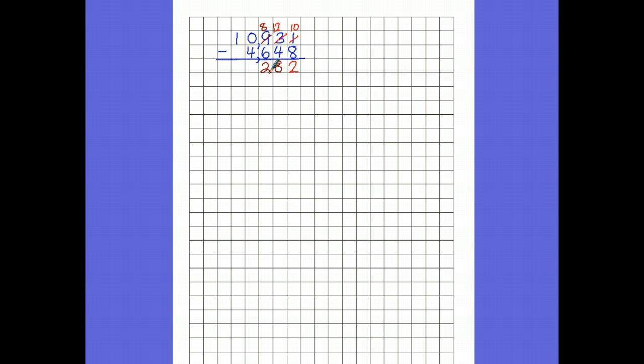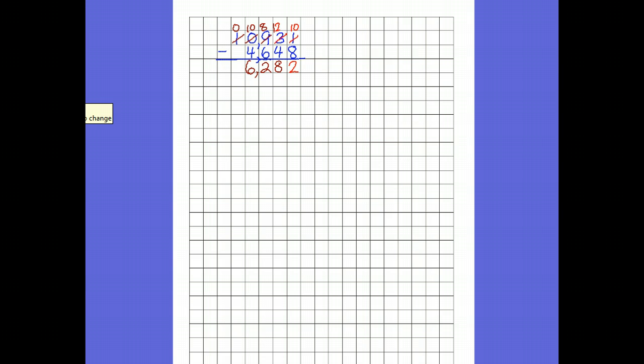On our next number here, 0 take away 4. 0 is smaller than 4, so we're going to have to borrow from the 10,000s place, making it a 0 and changing this 0 to a 10. 10 minus 4 is 6. So we end up with 6,282.